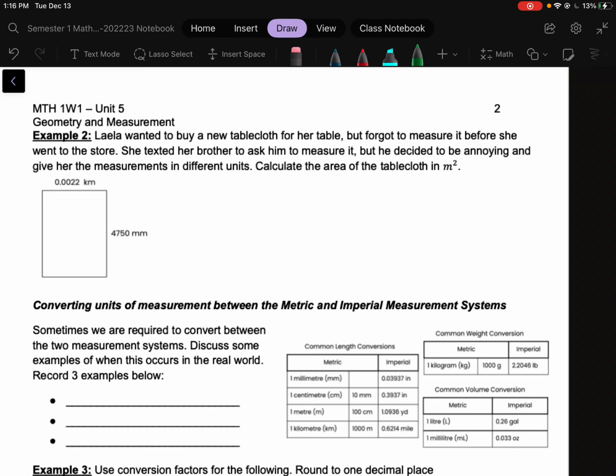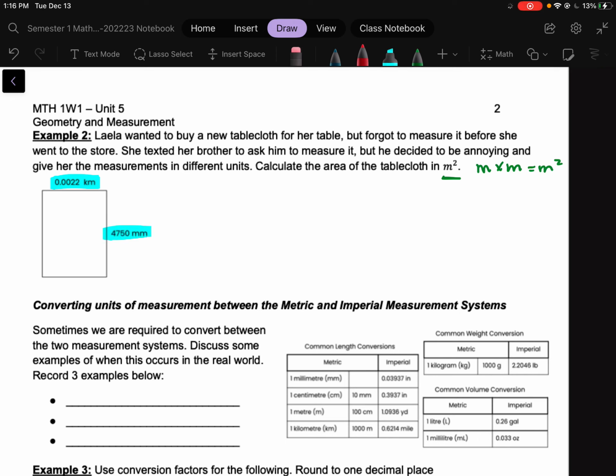So example 2 says, Layla wanted to buy a new tablecloth for her table, but she forgot to measure it before she went to the store. She texted her brother to ask him to measure, but he decided to be annoying and give her the measurement in different units. Calculate the area of the tablecloth in meters squared. So remember, meters squared is meters times meters.